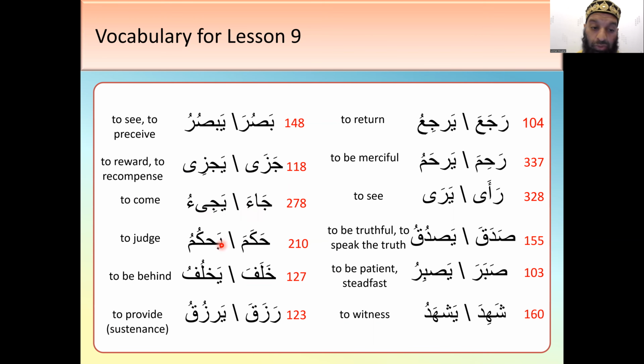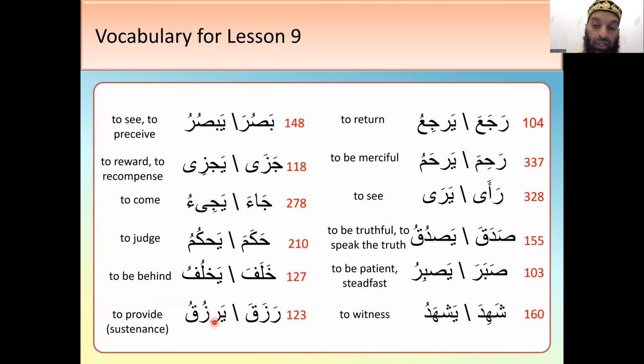Hakama yahkumu. You can see from here which ones are the weak ones. Ja'a yaji'u, that's weak. It looks different as well. Yajzi, look, that looks different as well. These two are weak. Hakama yahkumu, to judge. Hakim, you get those words from there. Khalafa yakhlufu, to be behind. The Khalifa came after the Prophet ﷺ. Khalafa yakhlufu.